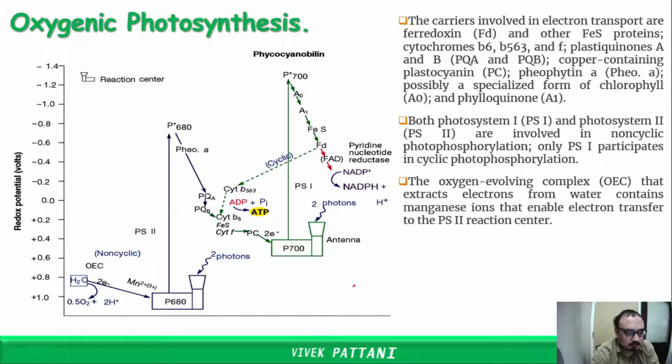carriers of the electron transport chain, maybe FD, FeS, cytochrome B6, B563, and F. Okay, and even the plastoquinones A and B, even copper-containing plastocyanin. Next are P015A, and possibly a specialized form of chlorophyll that is A0 and phylloquinone A1. And as I told you earlier, oxygenic photosynthesis may contain more than one photosystem, that is photosystem 1 and photosystem 2.